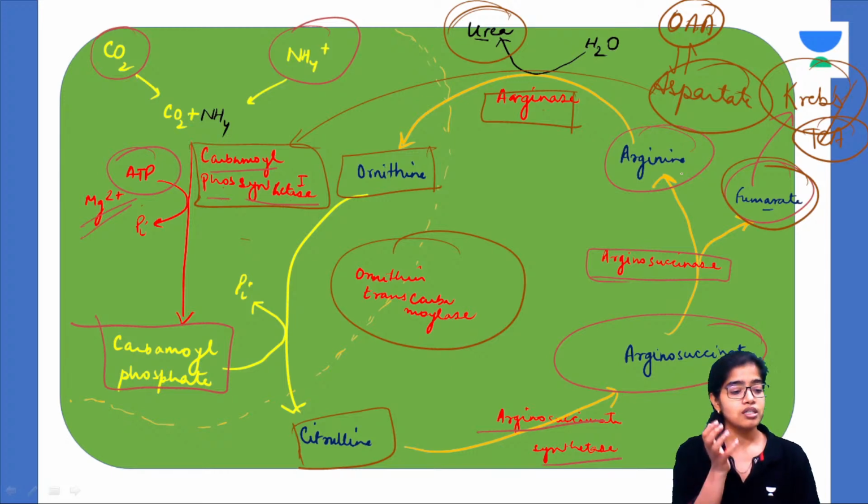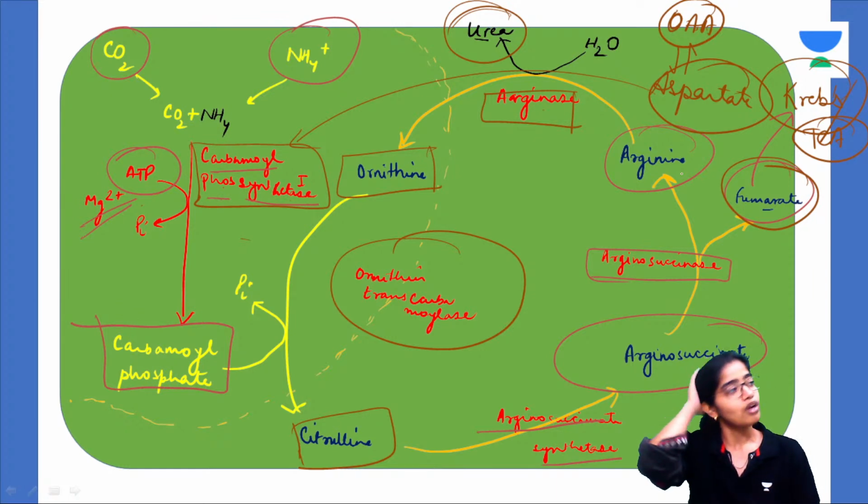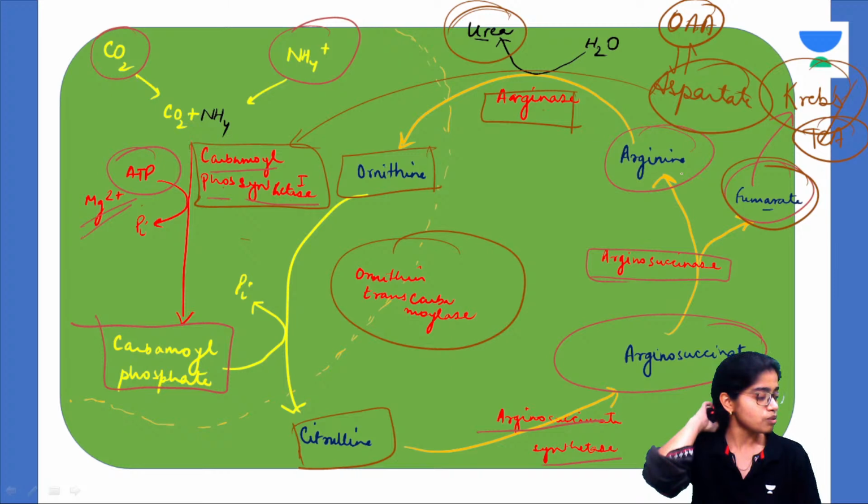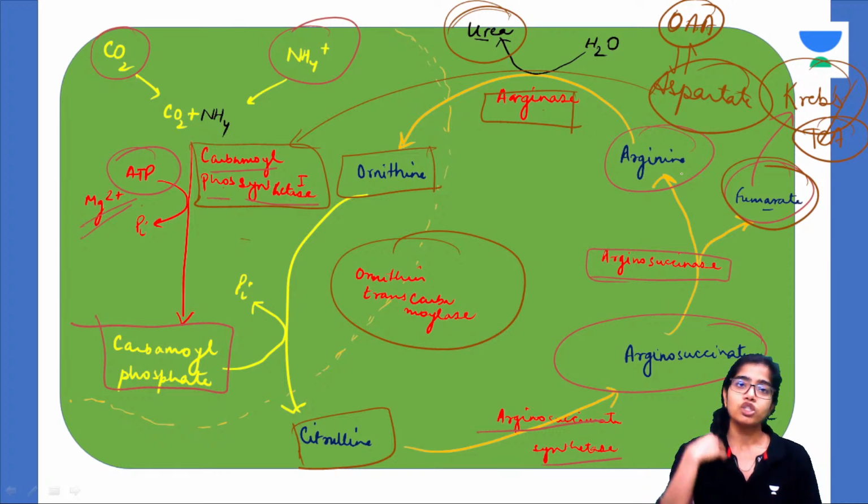It combines with carbon dioxide in the presence of carbamoyl phosphate synthetase 1 to produce carbamoyl phosphate. This involves the usage of ATP and magnesium ions. This carbamoyl phosphate is now going to donate its phosphate group, and ornithine transcarbamylase is now going to catalyze the conversion of ornithine to citrulline, and one phosphate group will be released.